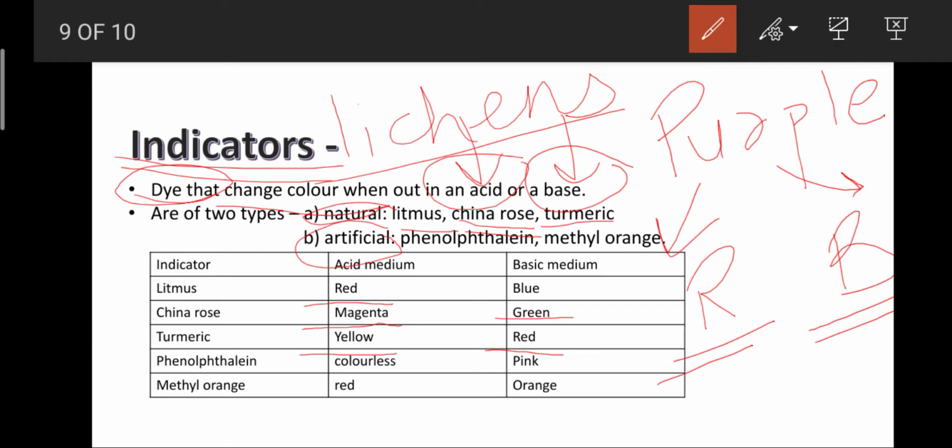Now coming to the artificial indicators. Artificial indicators are those which are synthesized or made in laboratories. These are phenolphthalein and methyl orange. Phenolphthalein is colorless when it is in acidic medium, and it is pink in color when it is in basic medium. Similarly, methyl orange is red when it is in acidic medium and orange when it is in basic medium. So these were a few indicators which are used to differentiate between acids and bases.